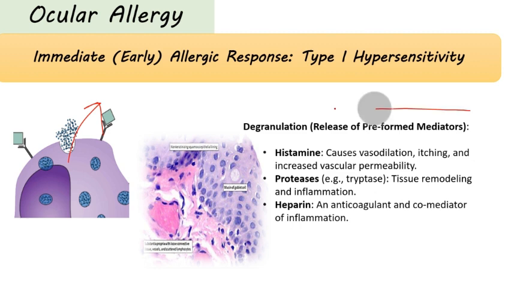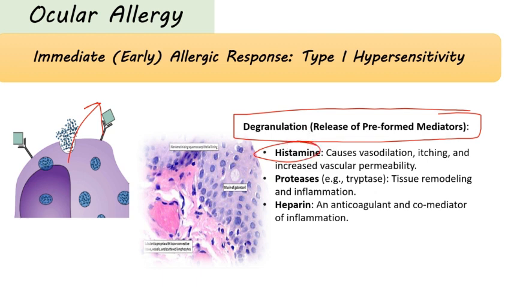So the degranulation process will release these preformed mediators, and they are the histamine, proteases, and heparin. Now the histamine basically causes vasodilatation. Remember I told you there's a vascular response in ocular allergy, and therefore this histamine is the one responsible for vascular dilatation, and it's also responsible for itching and increased vascular permeability, and when there's increased vascular permeability there is exudation, and exudation is going to cause swelling of the conjunctiva, and that is known as chemosis. Okay, so we'll talk about chemosis in a while.